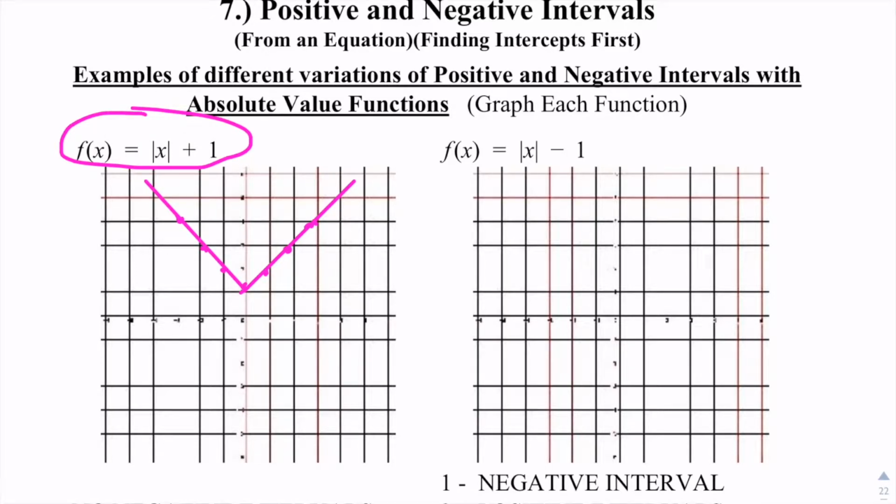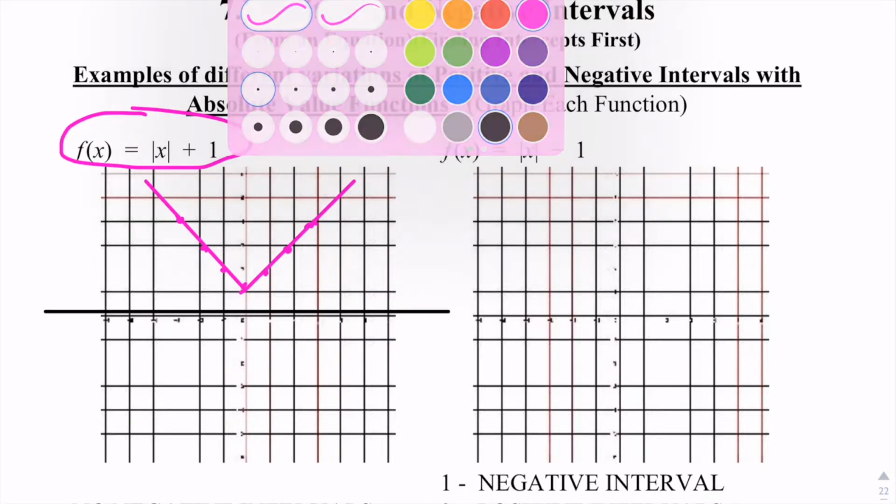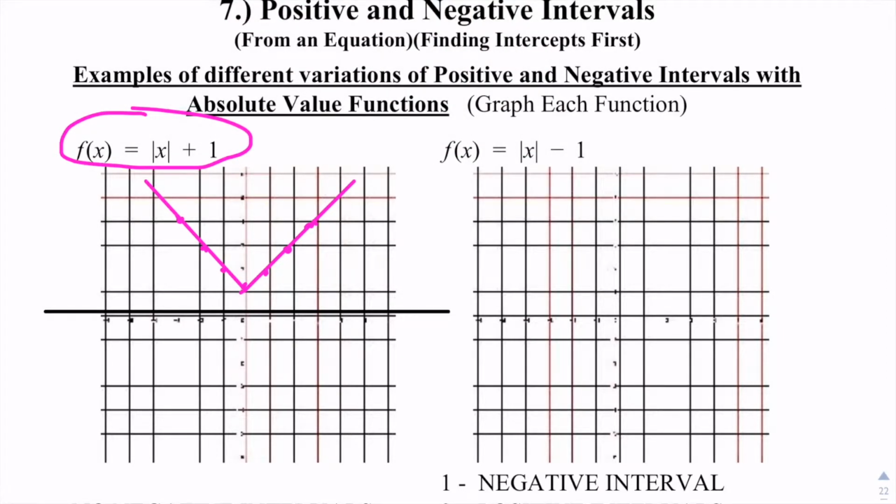So as you can see here, when I draw in my x-axis, because as you recall from Unit 1 and from previous lessons in this unit, a positive interval is when the graph is above the x-axis, and a negative interval is when a graph is below the x-axis. So with this pink graph, the entire thing is above the x-axis. So the way you would write the positive interval is negative infinity to positive infinity, and there's no negative intervals.